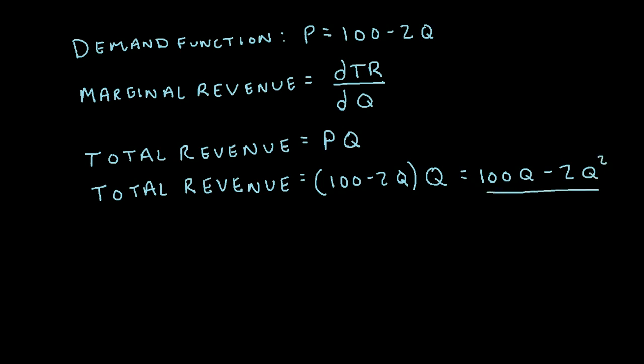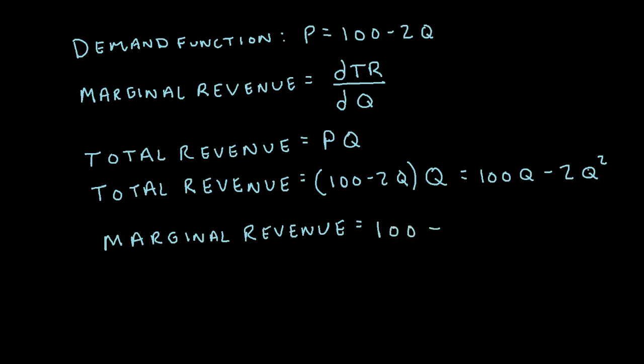So now that we have the total revenue function in terms of Q, all we have to do to find marginal revenue is take the derivative of this function with respect to Q. So we can say marginal revenue, that's going to be the derivative of this function. So that would simply be 100 minus, remember the power rule says, take the exponent and multiply it by the coefficient. So 2 times 2, that's 4, Q, and then we'll reduce this exponent by 1. So this would just be a 1 right here, which we don't even have to write. So this is our marginal revenue function.